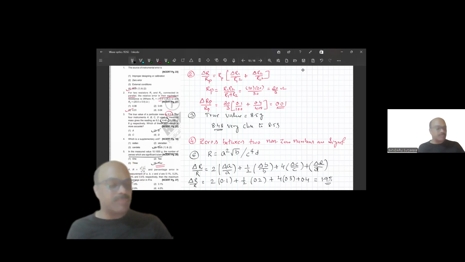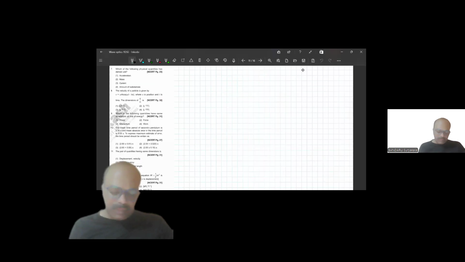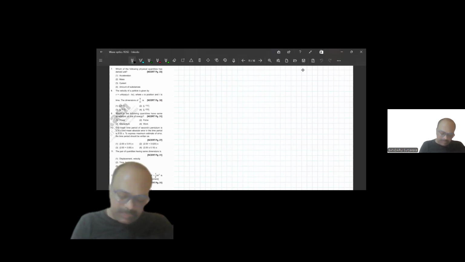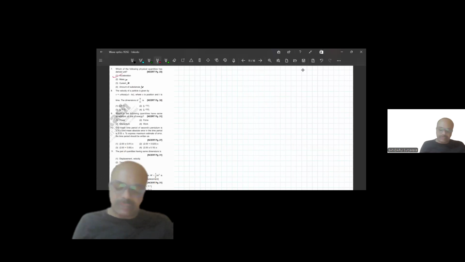Next, the seventh problem you see. Which of the following physical quantities has a derived unit? So this is fundamental, so this is wrong. This is current, fundamental, wrong. Amount of substance is also fundamental, it's wrong. So option 1 is the correct answer for this problem.